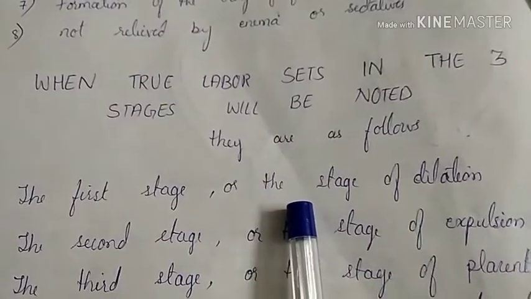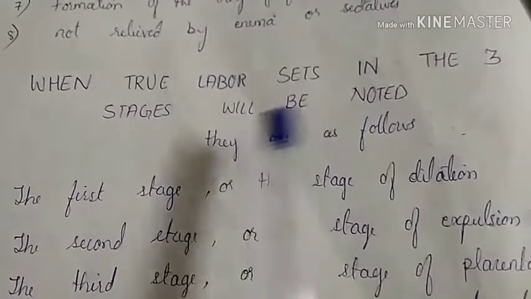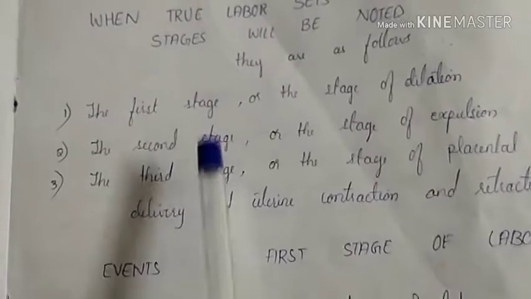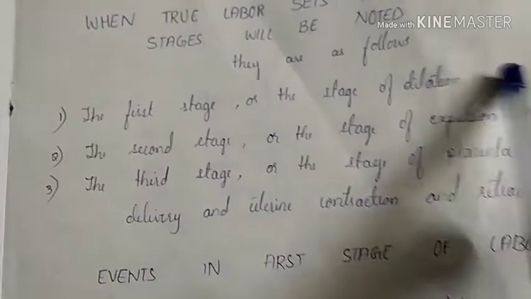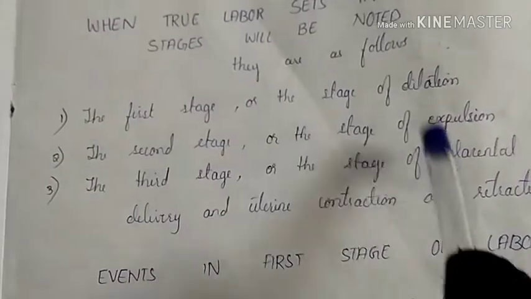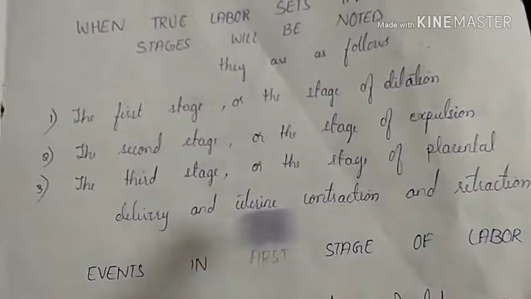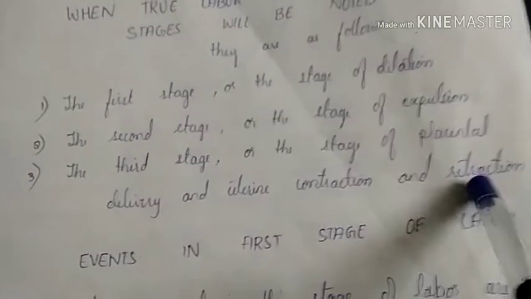So now let us go to the stages of labor. When true labor sets in, three stages will be noted. There are three stages in labor: the first stage or stage of dilatation, the second stage or stage of expulsion, and the third stage or stage of placental delivery and uterine contraction and retraction.